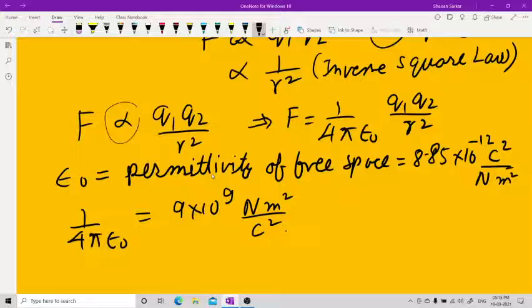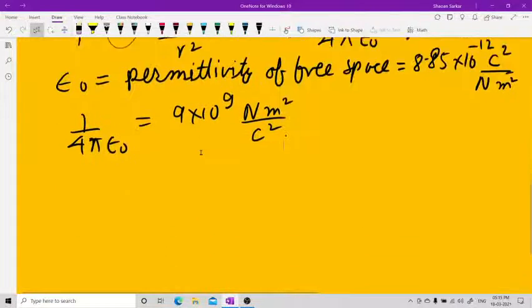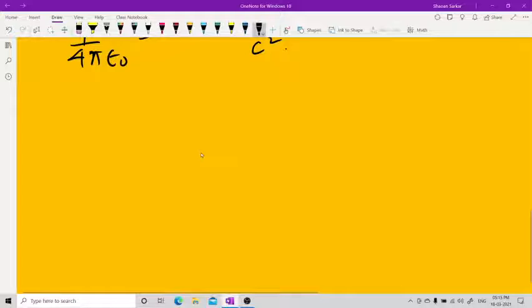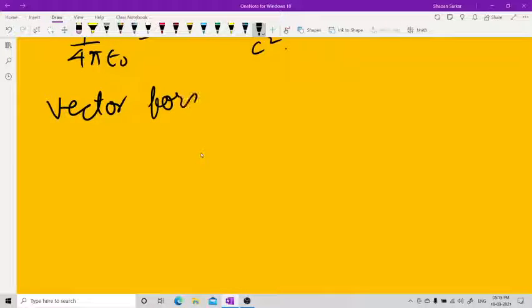What you now need to know is the vector form of this Coulomb's law. Now the vector form of Coulomb's law.